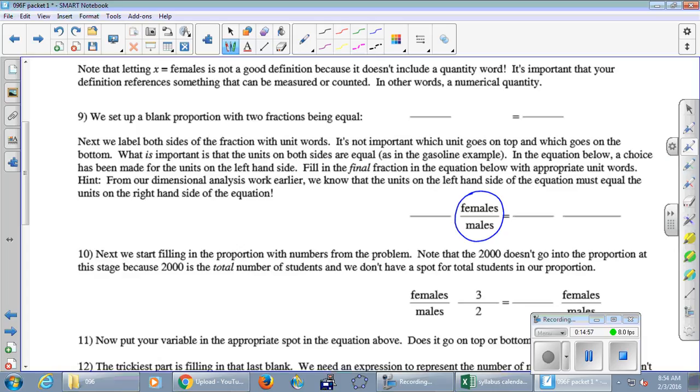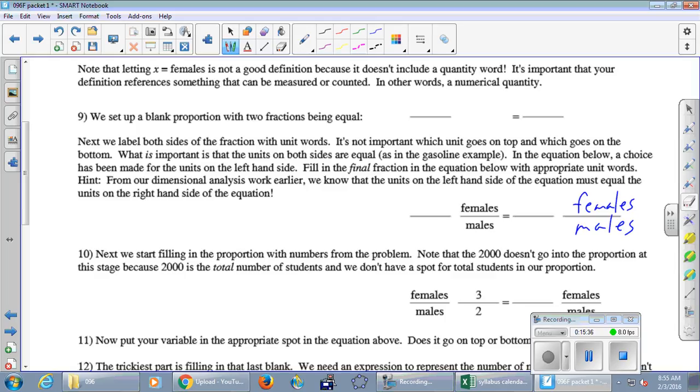No numbers yet, units. No letters either, just units. Units on the left side have to equal the units on the right side. Females in the numerator, males in the denominator. They have to match. That's what we saw with the gallons and the dollars and everything. The units have to match. So as soon as you make that choice on the left-hand side to put females upstairs and males downstairs, you are forced to make the same choice on the other side. Nothing wrong with flipping it over. You could have chosen arbitrarily to flip it over. As long as you copy it on the right-hand side, you're good to go.